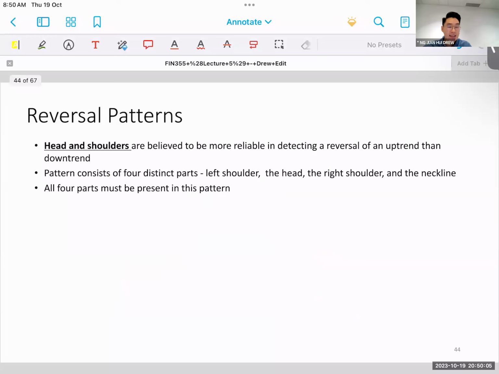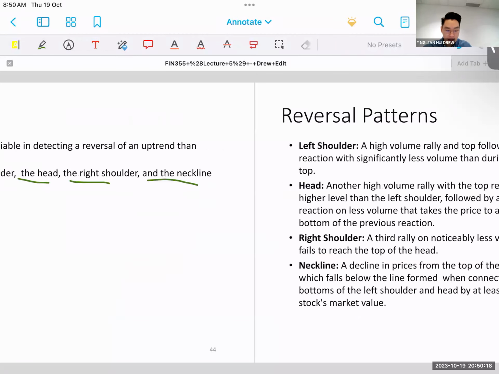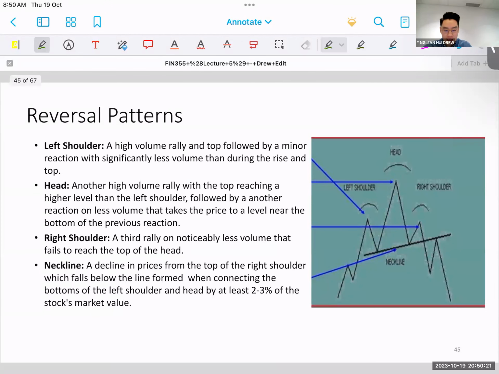Another kind of reversal pattern is your head and shoulders. So we'll have a look at it in a bit. We can see four distinct parts here: left shoulder, head, right shoulder, and a neckline. And let's see what it is in this diagram. So it looks like a mountain. You have your left shoulder, which is the left peak, which you see here. And then we have the head, which is the highest peak. And then we have the right shoulder, which is the lower peak here on the right. And then the neckline is usually this upwards trend, right, that we see.